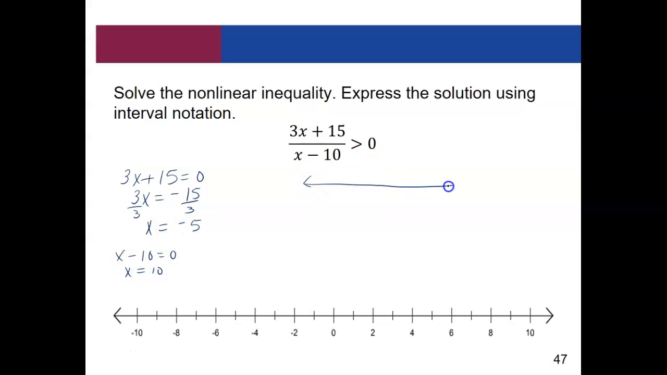So when we set this up here, we've got a cut point at -5 and a cut point at 10. So our intervals would be -infinity to -5, -5 to 10, and 10 to infinity. Okay, so a test point here might be -10, maybe 0, and maybe 20 for this one. So when we plug these in, we've got to plug into 3x plus 15 and x minus 10, and then we've got to plug into this.